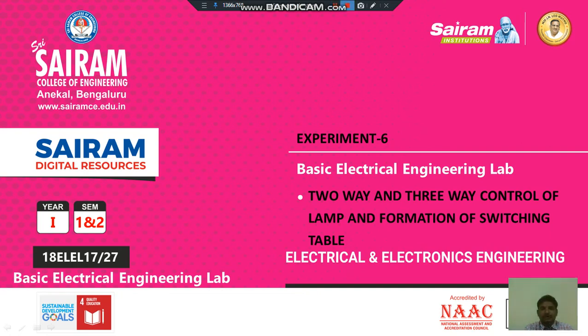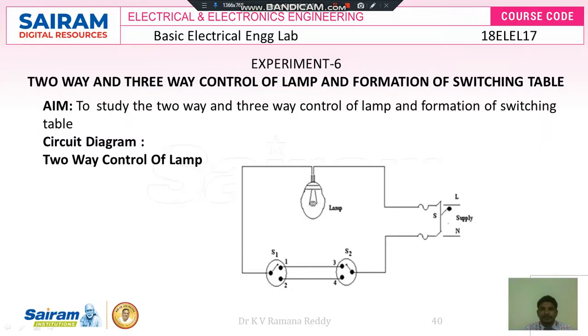Good morning students. Today we are going to conduct experiment number 6, that is two-way and three-way control of lamp and formation of switching table. The aim of the experiment is to study the two-way and three-way control of lamp and formation of switching table. Look at the circuit diagram.